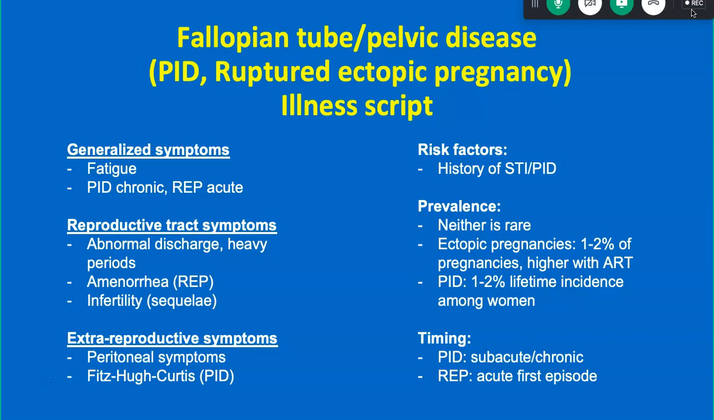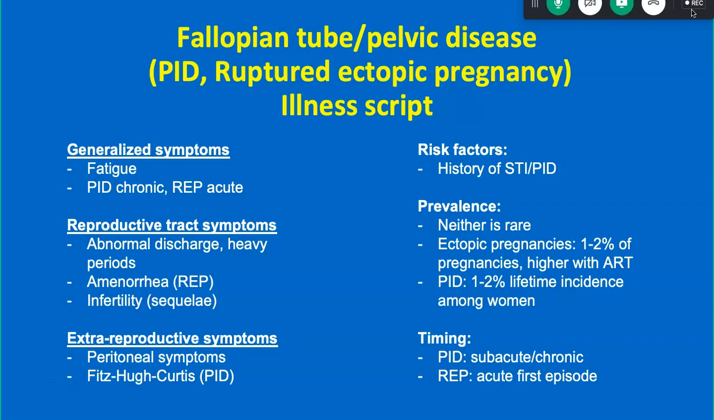Both of these conditions can cause symptoms outside the reproductive tract, peritoneal symptoms because of irritation, and in pelvic inflammatory disease, you can develop Fitz-Hugh-Curtis syndrome, where you have a lot of involvement of many structures in your abdominal cavity extending up to your liver. Risk factors are going to be a history of STI and pelvic inflammatory disease, so getting a thorough sexual history is going to be important.